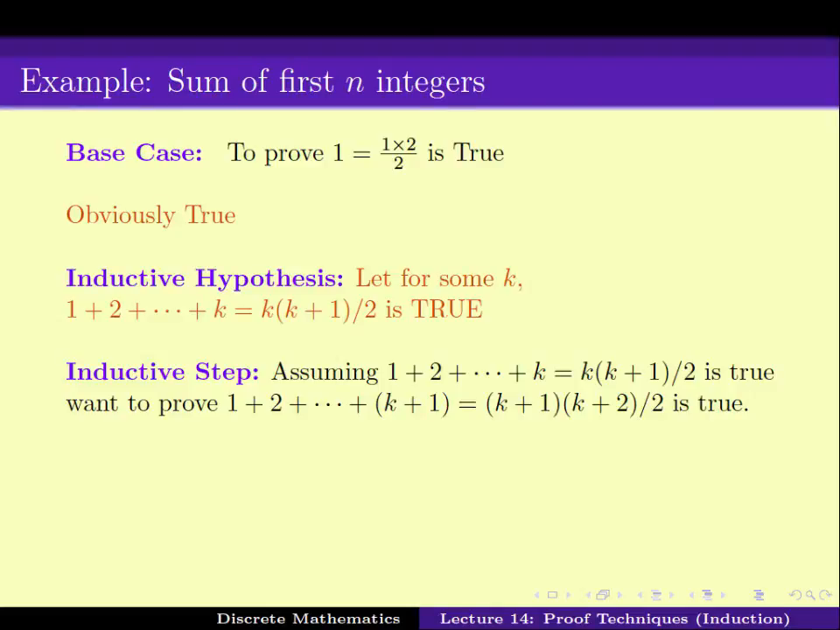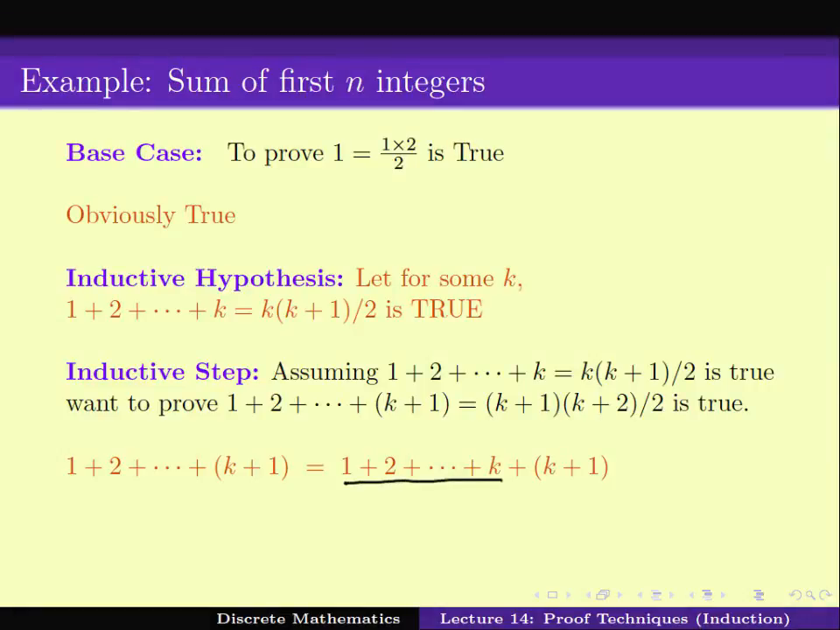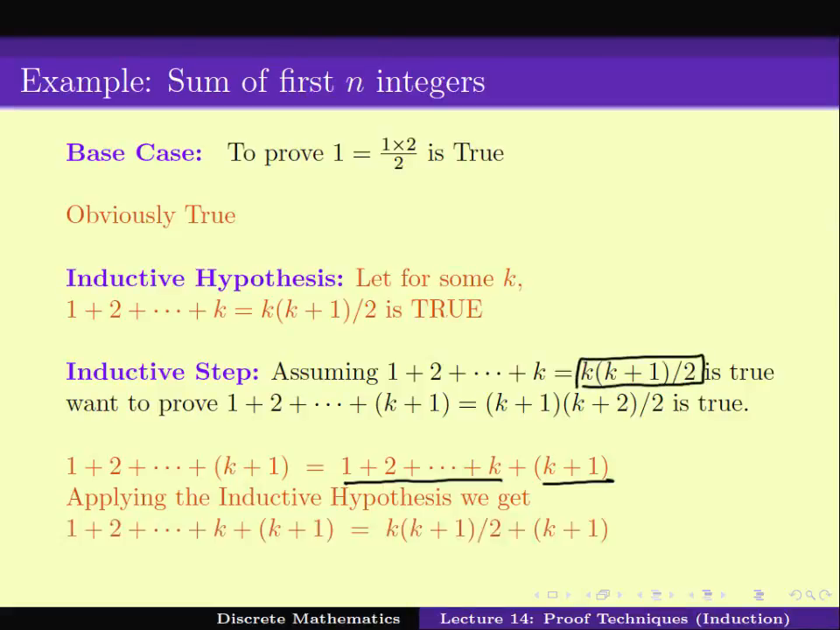Now we have to prove that the sum of the first k plus 1 integers is something. So first of all, note that the sum of the first k plus 1 integers is the sum of the first k integers plus k plus 1. Now by the induction hypothesis, we know that the sum of the first k integers is k into k plus 1 by 2, so we can plug it in. So the sum of the first k plus 1 integers is k into k plus 1 by 2 plus k plus 1. And if you now just do the calculation here, you get that this is actually equal to k plus 1 into k plus 2 by 2, which is what we wanted to prove. So thus we have proved the inductive step.